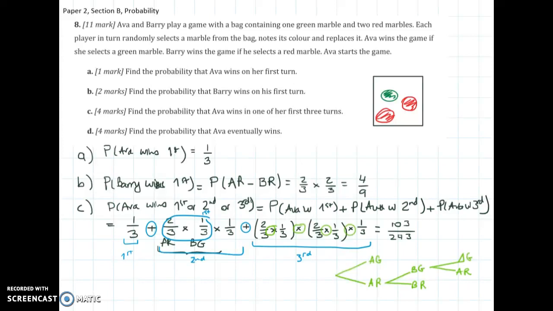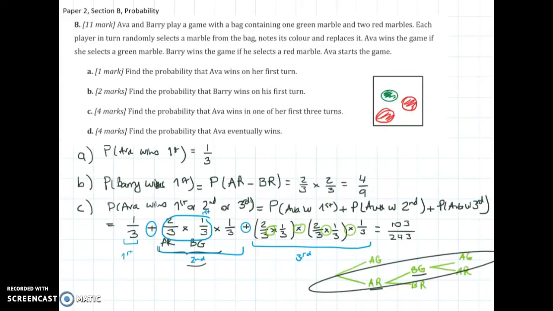So, for instance, in the tree diagram, we can see the probability of winning in the second turn as: Ava doesn't win in the first turn, Barry doesn't win in the first turn, and then Ava wins in the second turn. So to find the probability, we are multiplying along the branches because the event is made up of the consecutive choices of red, green, green.